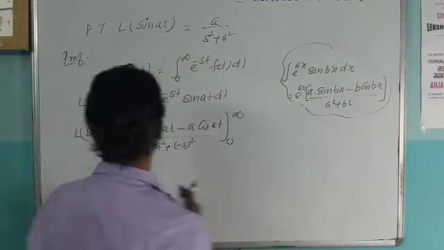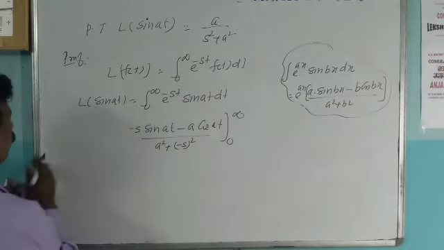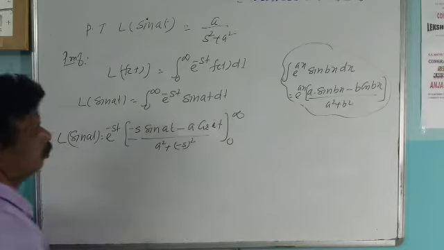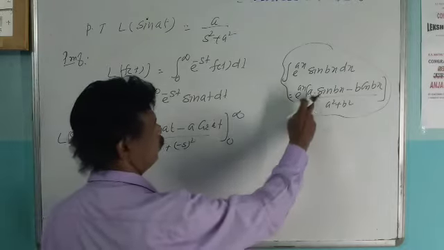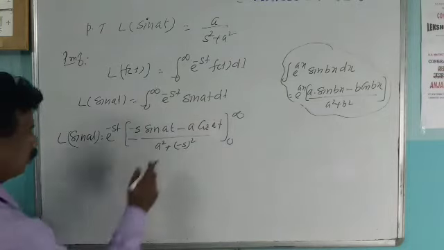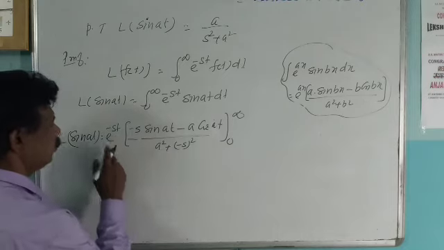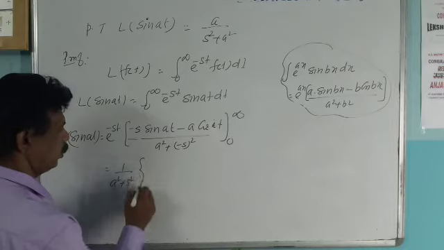Here also we have to write this is equal to Laplace of sin at, equal to e raised to minus st into minus s sin at minus a cos at divided by a square plus minus s all square. Apply the limit. Here 1 by a square plus s square is a constant, so we can take it outside.